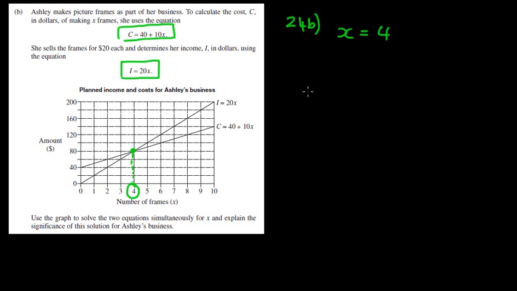And it says explain the significance of the solution for Ashley's business. Well, from that point onwards, you can see that the income is greater than the cost. Therefore, it's what we would call the break-even point, or you can say that's the point at which they start making profit. Something like that gives a bit of explanation about why that point is significant.